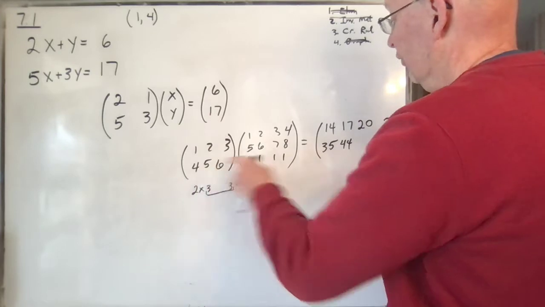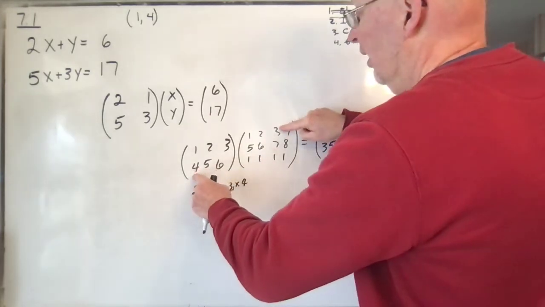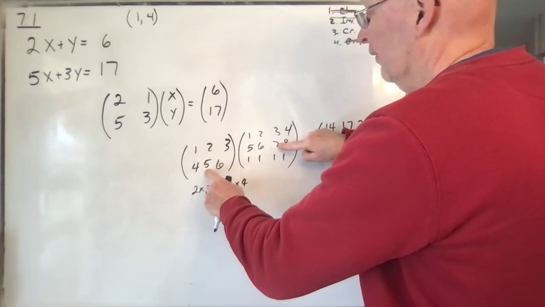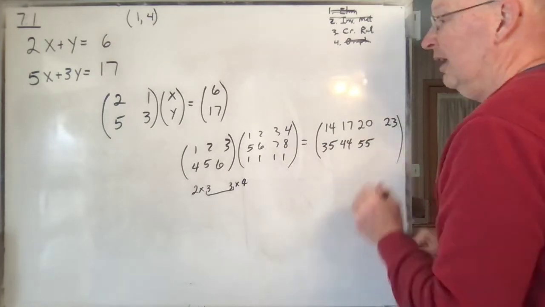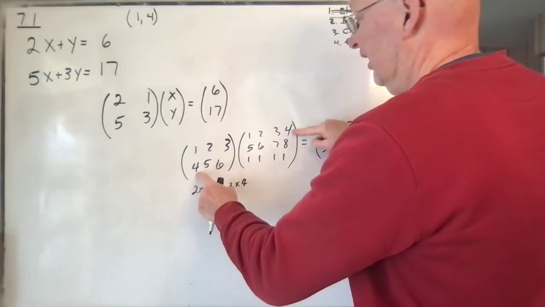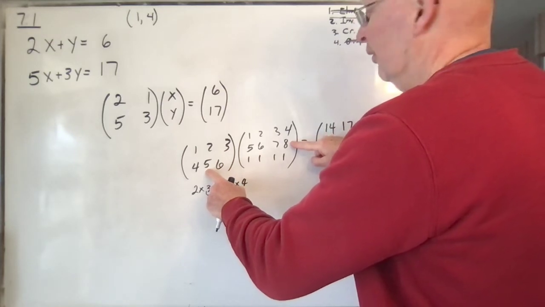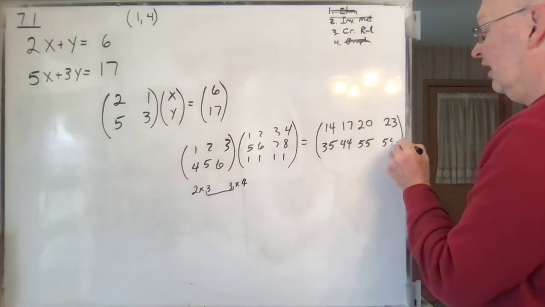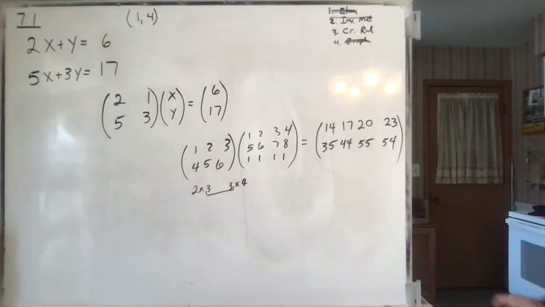Then you have the first row, or I'm sorry, the second row, the third column. It's going to be 12 plus 35 is what? 47. 47 and 6 is 55, if I'm not mistaken. And then the last one is going to be 16 plus 32 is what? 48. 48 and 6 is 54, if I did all those correct. So that's how you multiply matrices.